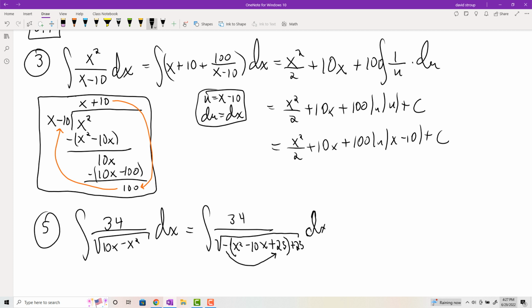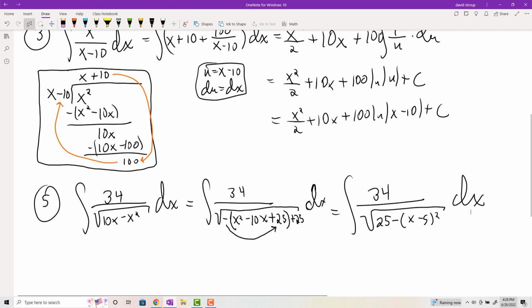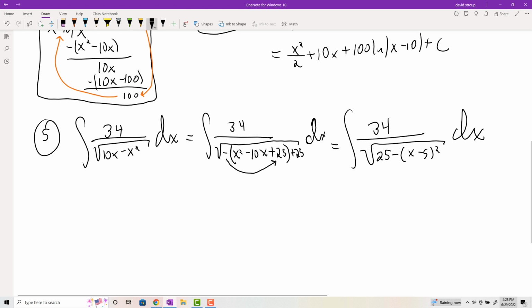Okay, so at this point then I can go ahead and rewrite. I'll have 34 all over the square root of, and I'm going to use the commutative law to rewrite the 25 first, and then minus x minus 5 squared, and then a big dx over here. Okay, so this form is now our arcsine form, and in particular the u is x minus 5, and then the du is just dx. I don't have to do anything extra there. And then the a value will be 5, right?